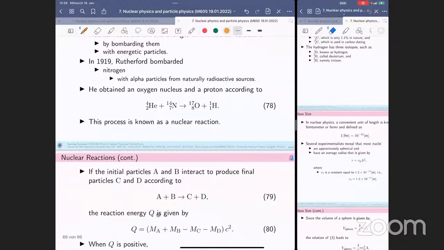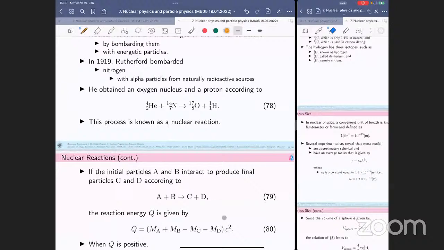The reaction energy, which is the term we are going to concern, is given by this. You have to know the mass of particle A, the input side, together with the mass of B. And you subtract the mass of the outcome. The first mass is MC, the second mass is MD. Just find the difference between the mass at the input side and the output side.